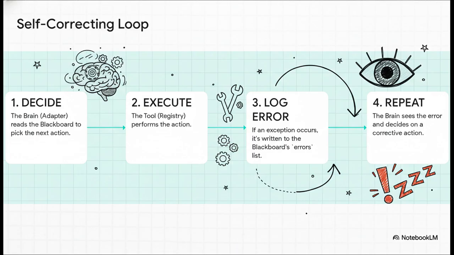Instead, the error message is written into the agent state's errors list. So on the very next loop, when the brain looks at the state, it sees the error from the last attempt and can formulate a new plan to fix its own mistake. This is the core mechanism for self-correction.